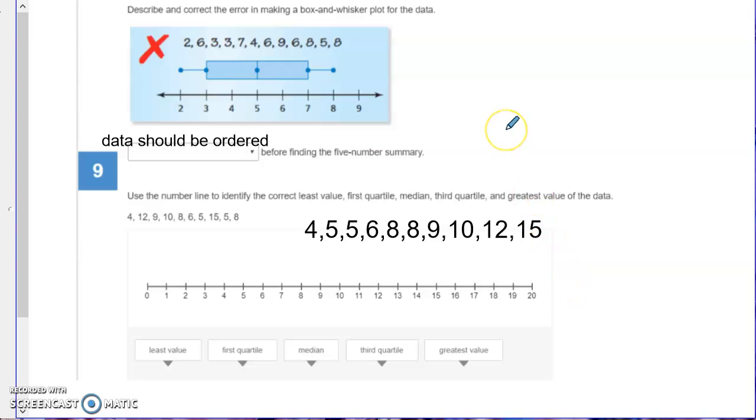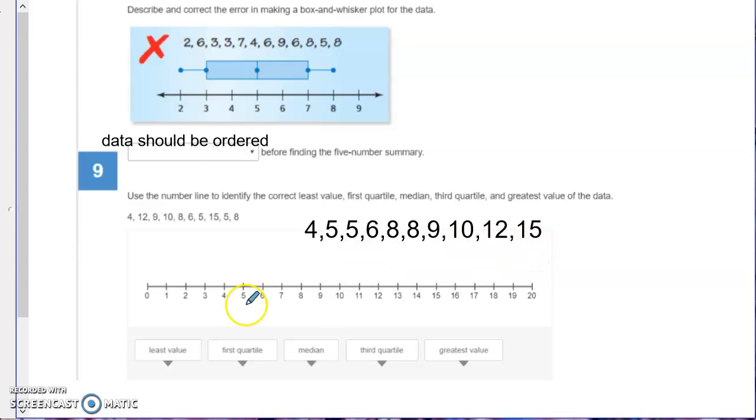Question number 9 says, describe and correct the error in making the box and whisker plot for the data. Well, if you notice, the error that they made here is these numbers are not in order from least to greatest. I know it's real tempting to just try and make a box and whisker plot with the numbers the way that they are, but that's not going to give you the right answer. So the data should be ordered as the option you should select when you pull down the menu before finding the 5-number summary. And now, of course, I need to correct the error that was made, so I put the numbers in order from least to greatest, and now I'm going to find each of these things.